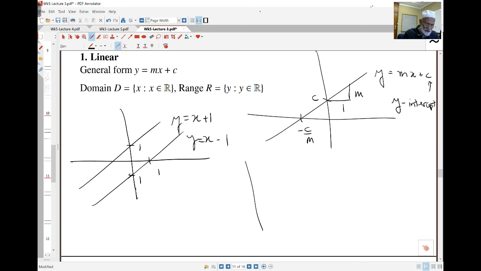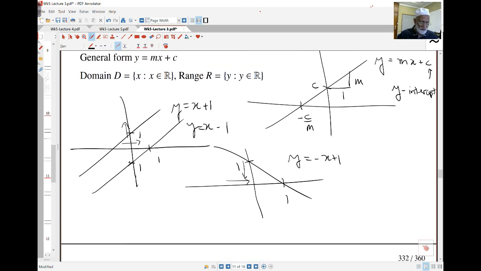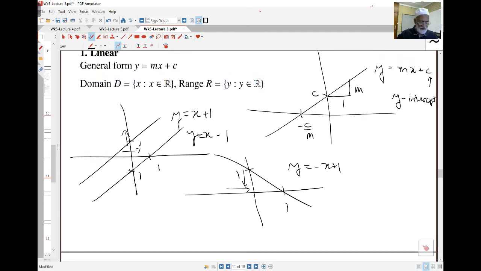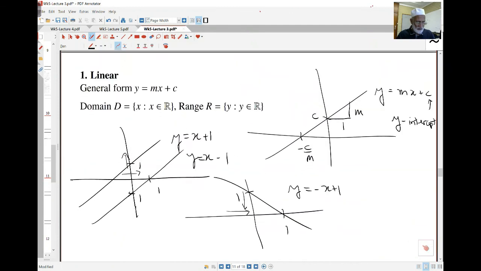If I take a look at y equals negative x plus 1, the intercept still is 1. It's a negative slope. Negative slopes go this way. As you can see, it goes the opposite to the positive slopes. Positive slopes, as x increases, y increases. Negative slopes, as x increases, y decreases. Here, as x increases, y also increases. So that's easy to pick up from there. And so we'll look at how to find the equations of these straight lines afterwards. Essentially, you can find very quickly the slope.